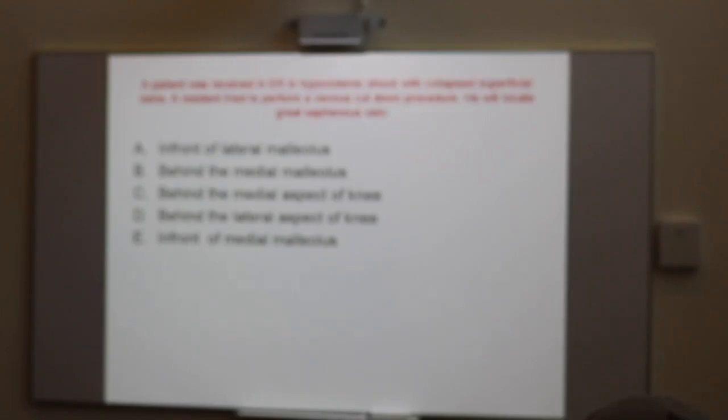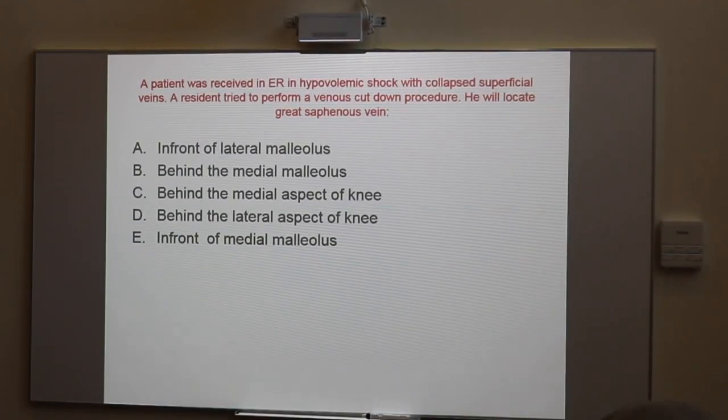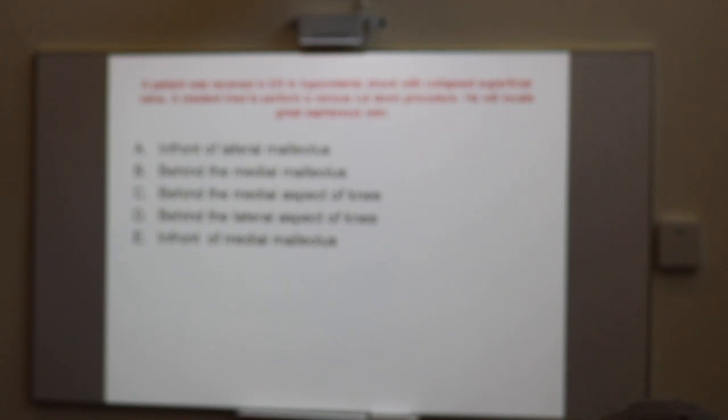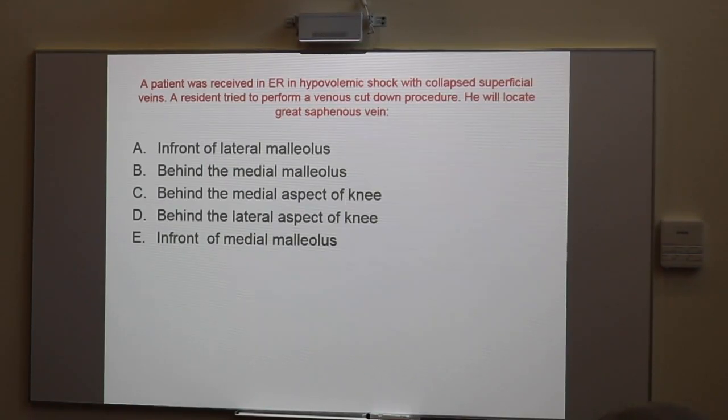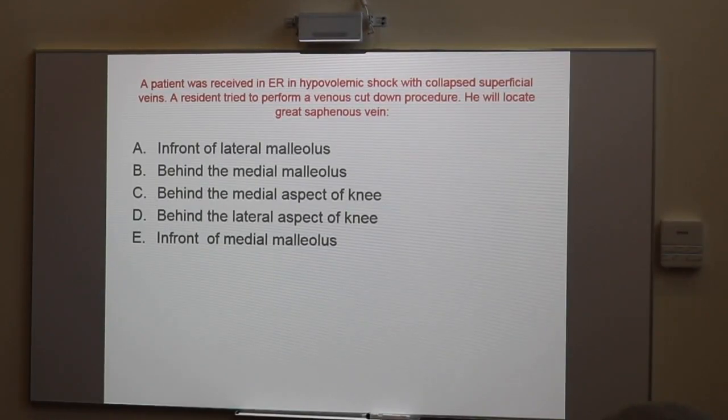A patient was received in the ER in hypovolemic shock with collapsed superficial veins. A resident tried to perform a vein cut down procedure. He will locate the great saphenous vein: A, in front of the lateral malleolus; B, behind the medial malleolus; C, behind the medial aspect of the knee; D, behind the lateral aspect of the knee; E, in front of the medial malleolus.